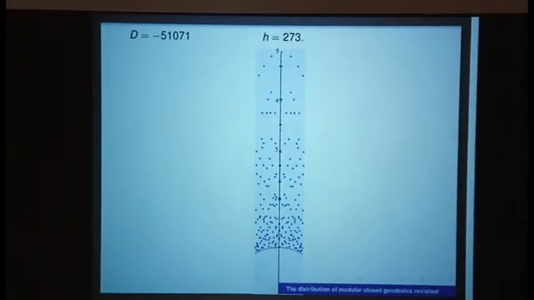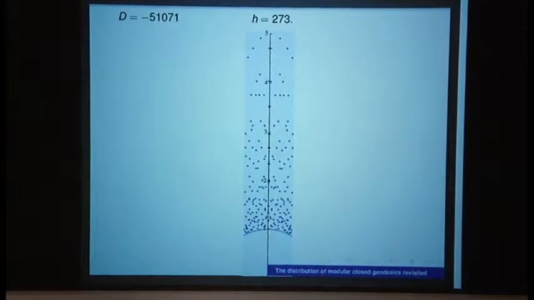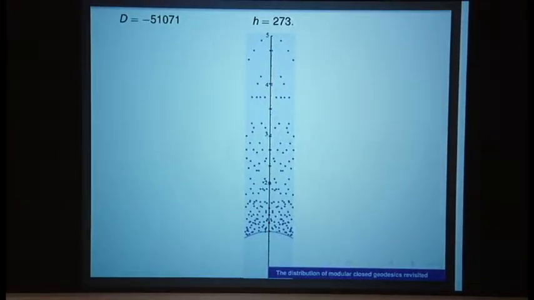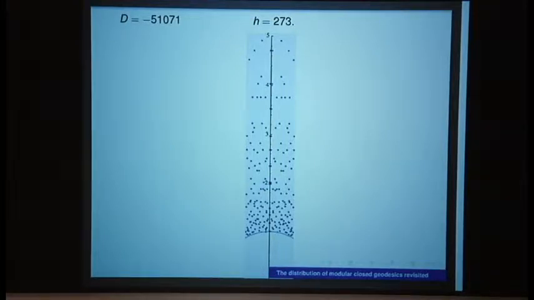So it's interesting to plot them in the fundamental domain for the modular group. It's not very interesting when D is 4, you just have 1 point. But the minute D gets large, you begin to see some interesting patterns. So this is not too big. D is minus 51,000.